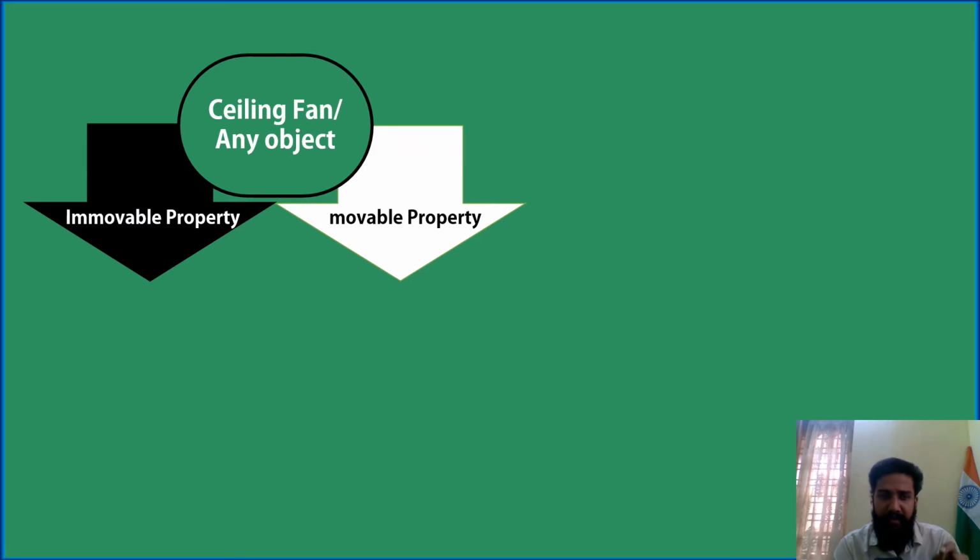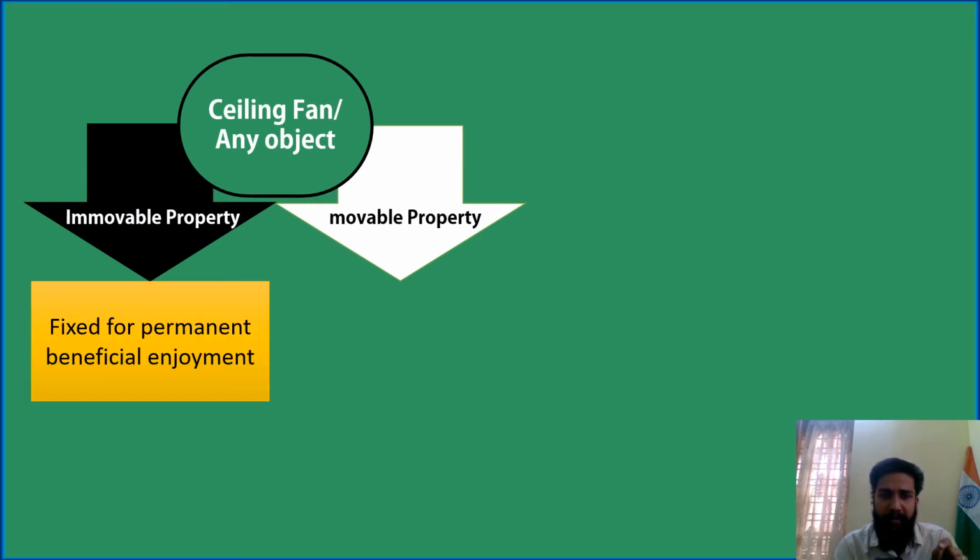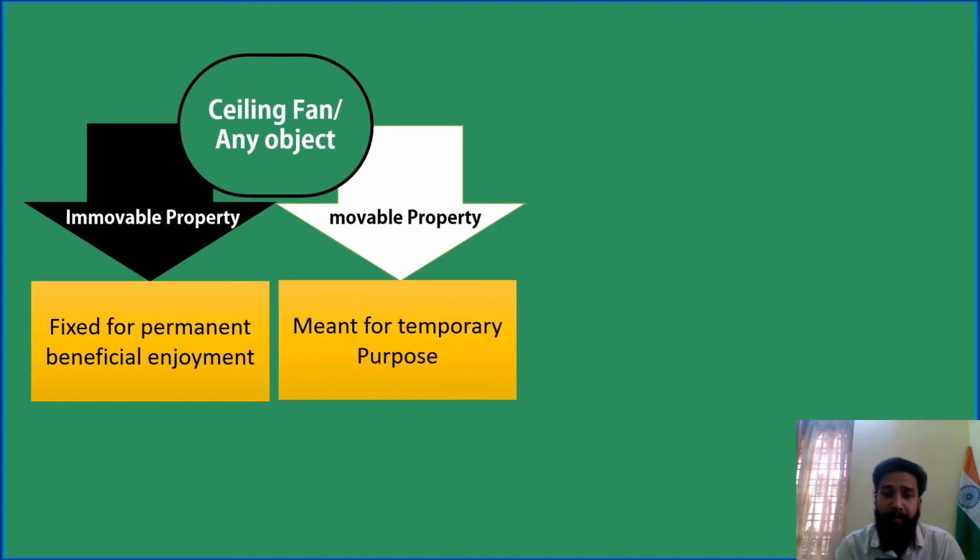A ceiling fan, it becomes an immovable property when it is fixed for permanent beneficial enjoyment. That is the condition. Now, a ceiling fan becomes a movable property when it is meant for a temporary purpose. For example, we have seen many pandals for any convention in the open ground. We may fit a ceiling fan on the pandal. It does not come under immovable property. At that time, the ceiling fan is movable property.